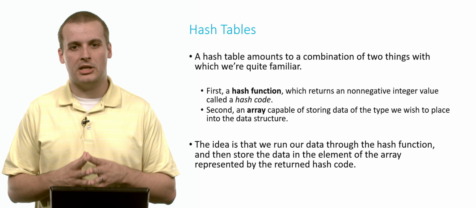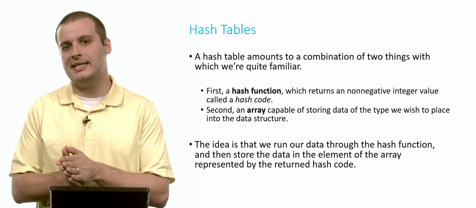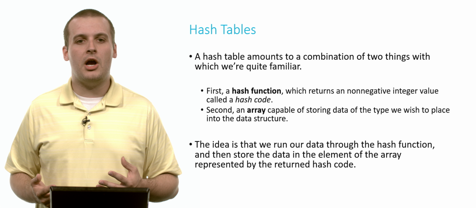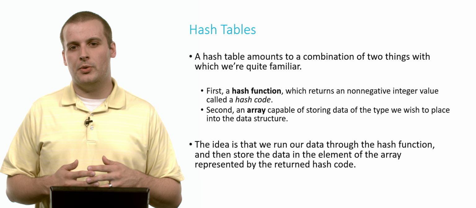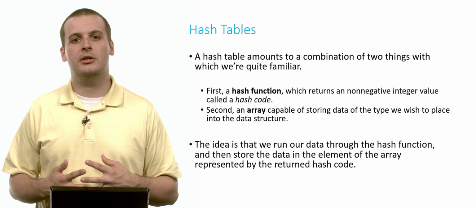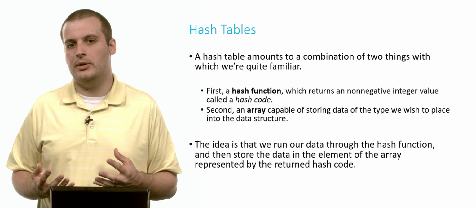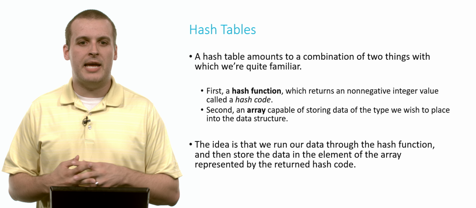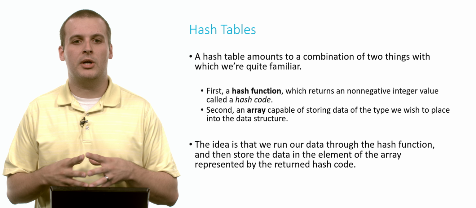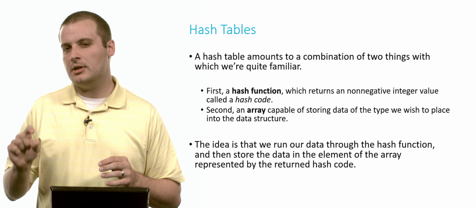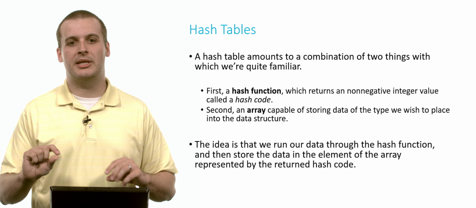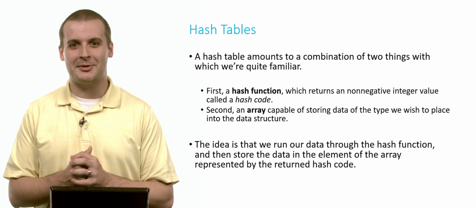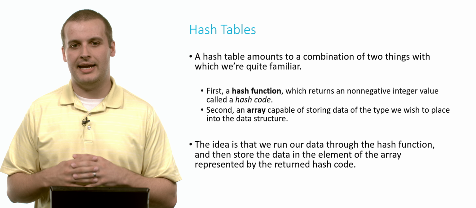So a hash table is a combination of two distinct pieces with which we're familiar. The first is a function, which we usually call a hash function. And that hash function is going to return some non-negative integer, which we usually call a hash code. Okay? The second piece is an array, which is capable of storing data of the type we want to place into the data structure. We'll hold off on the linked list element for now and just start with the basics of a hash table to sort of get your head around it, and then we'll maybe blow your mind a little bit when we combine arrays and linked lists together.